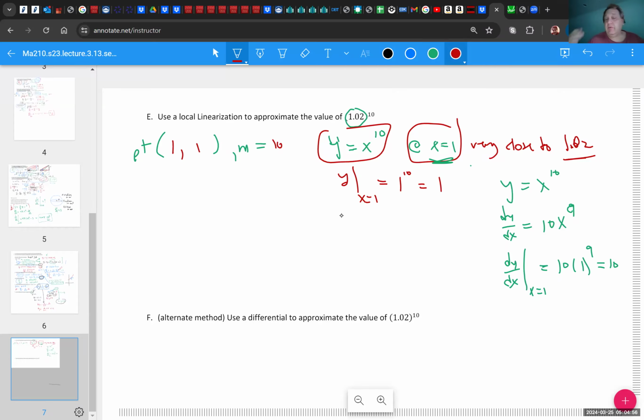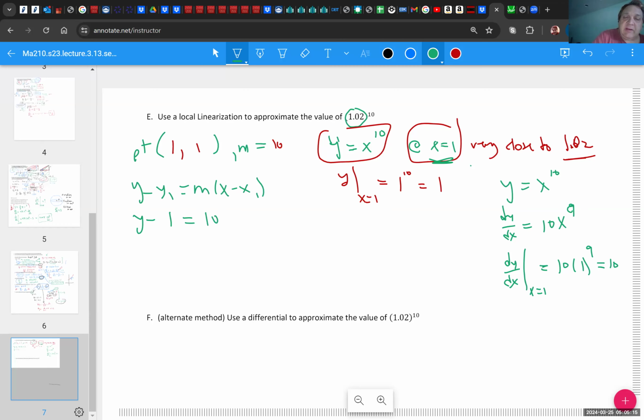Once you have a point and a slope, you can write the equation of the tangent line: y minus y1 equals m times (x minus x1). You probably have a faster way of doing it; use your faster way if you want. I just use the same formula. To me, it's easier just using a single formula. The y value is 1.